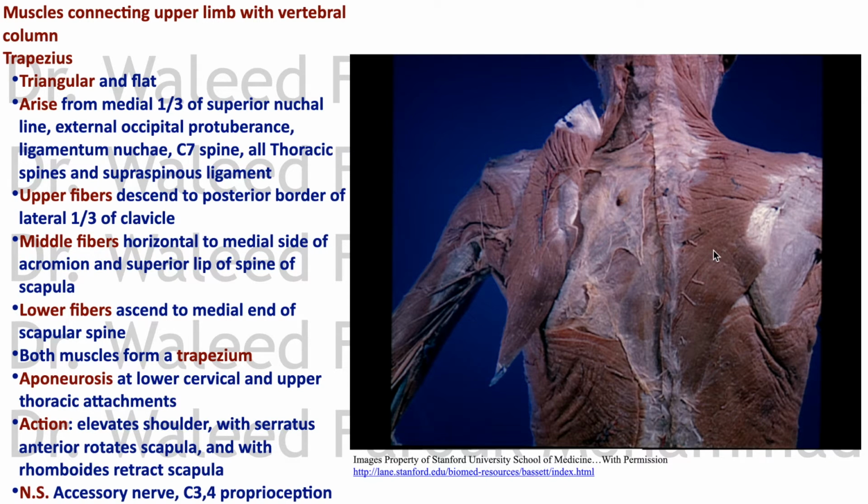The nerve supply of the trapezius, as you can see here, is the spinal accessory nerve, and also C3 and 4 for proprioception, fibers coming from the muscle spindles and Golgi tendon organs of the muscle.